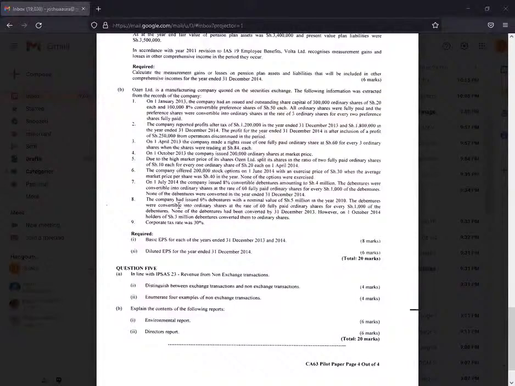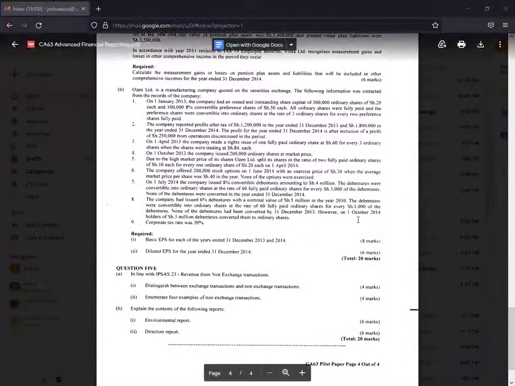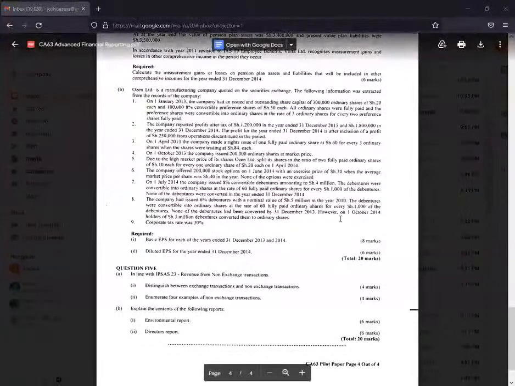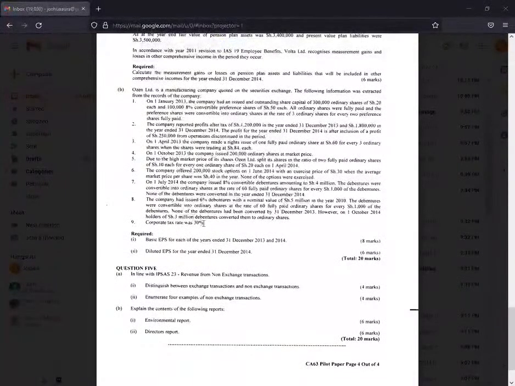We are told the company had issued 6% debentures with a nominal value of 5 million in the year 2014. The debentures were convertible into ordinary shares at the rate of 60 fully paid ordinary shares for every 1,000 of the debentures. None of the debentures had been converted by 31st December 2013. However, on 1st October 2014, holders of shillings 3 million debentures converted them into ordinary shares. So there is something I have to be careful about, which will affect my one-offs, because some debentures were converted to ordinary shares. Corporate tax rate is 30%.